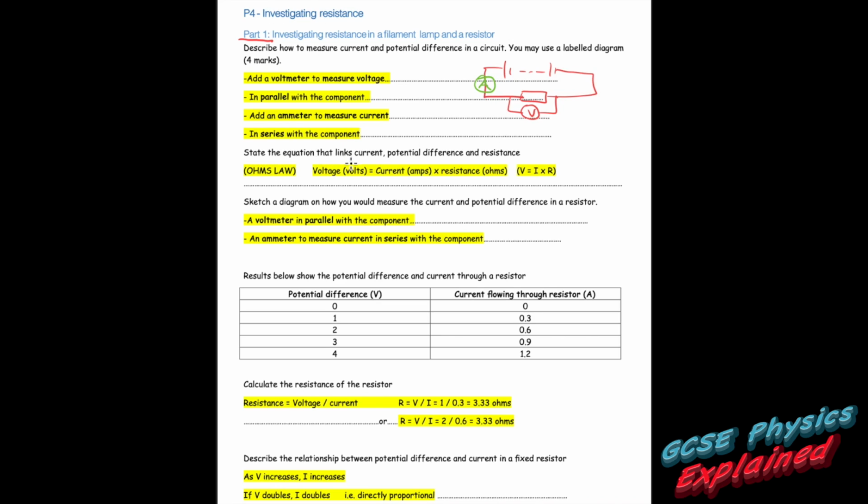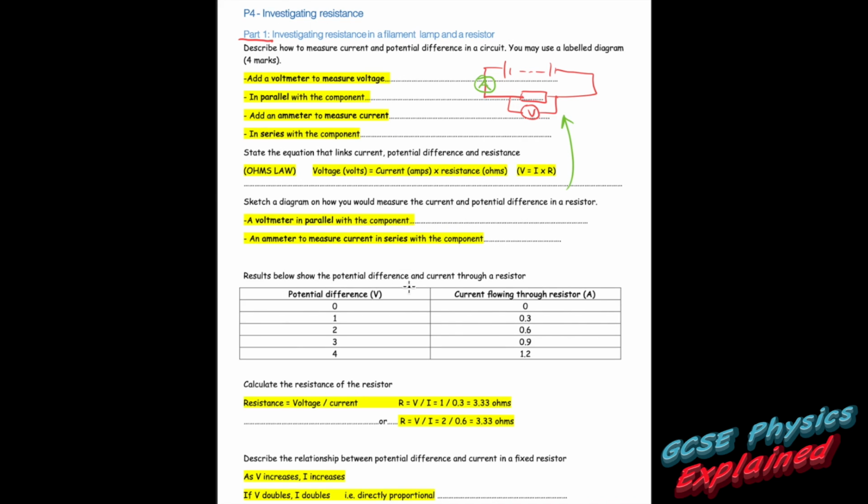State the equation that links current, potential difference and resistance. So that's Ohm's law, which is voltage equals current times by resistance. V equals I times by R. Sketch a diagram on how you would measure the current and potential difference in a resistor. So that's exactly the circuit I've drawn up here. So a voltmeter in parallel with the component, and an ammeter to measure the current in series with the component.